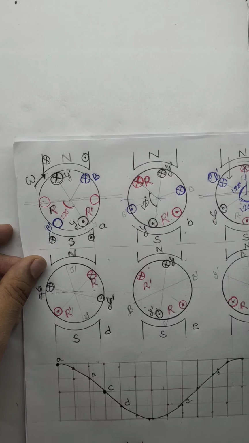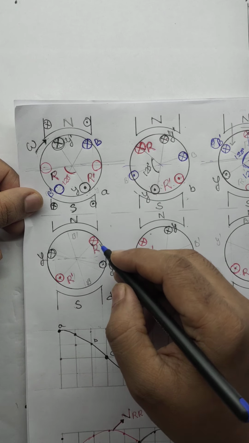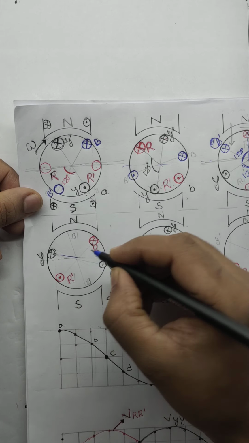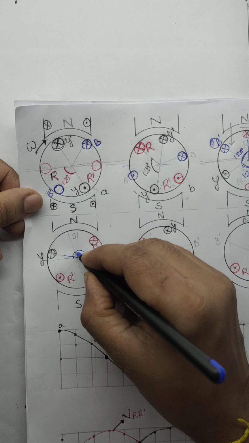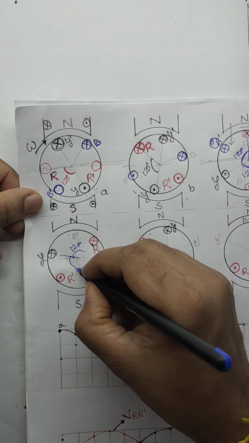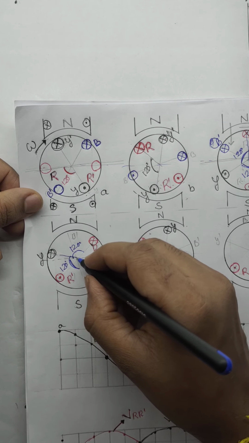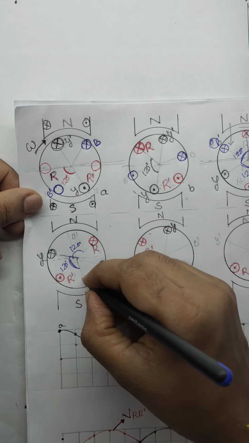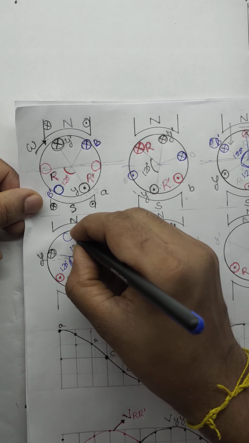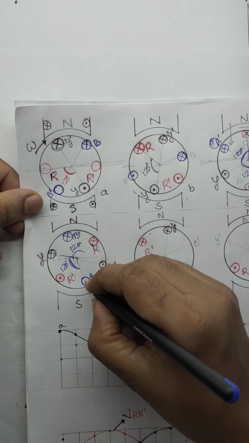Here, if you come here, this will be R. 120 degree behind this is my Y phase. So this is 120 degree. And 120 degree behind this is my B phase. So this is my B phase. So this will be B and this will be B dash. This will be a cross, this will be a dot.